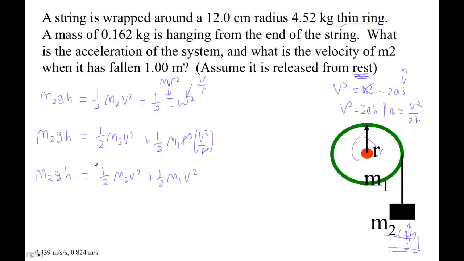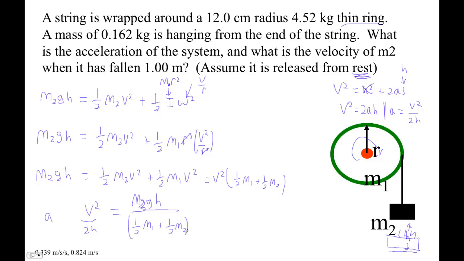All right, now let's factor out the v squared. It's v squared outside of 1/2 m1 plus 1/2 m2. So now v squared is equal to m2gh divided by 1/2 m1 plus 1/2 m2. And now all I have to do is divide this by 2h, and it becomes a.